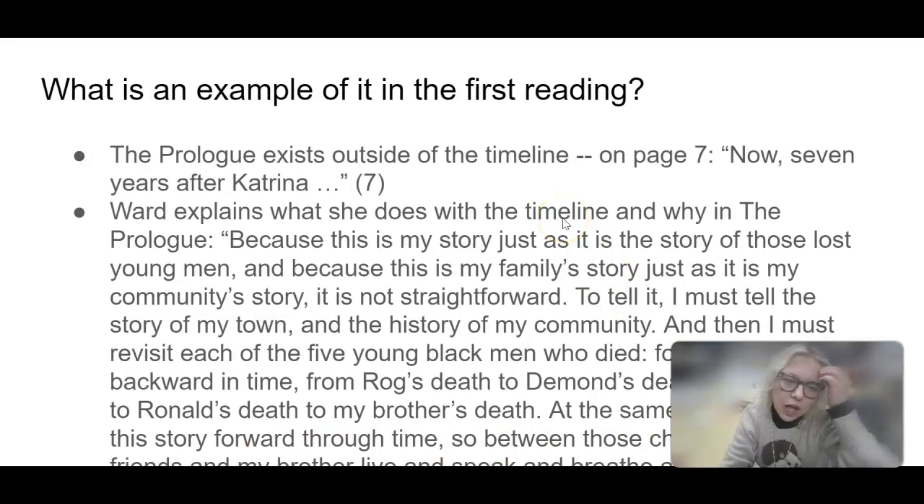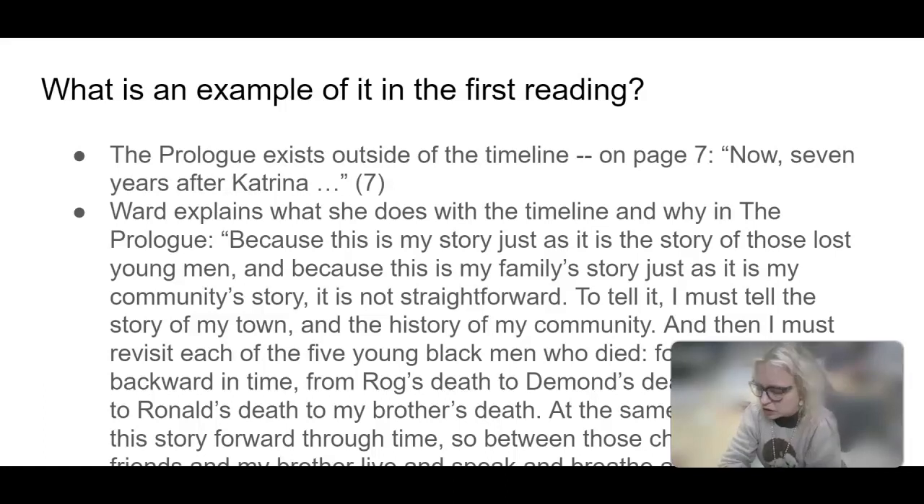First of all, the prologue, you notice, exists outside of these two timelines. And in the prologue, Ward is speaking as Ward, saying, here's what I'm doing, and this is why. And I find that really helpful. I don't know about you, but after being tricked in some other books we have read this year, it's nice to have a narrator telling us what she's doing and why.